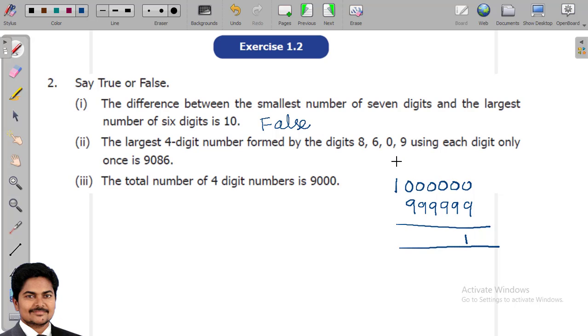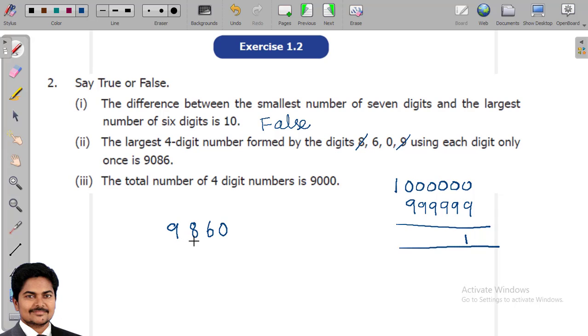We have to arrange the digits in descending order. First write the biggest number among them, 9. Then strike out that number. Then 3 numbers are remaining. What is the biggest among them? Yes, 8. Write 8 and strike out that number also. Only 2 numbers are remaining. So 6 is bigger and 0 is the smallest among them.